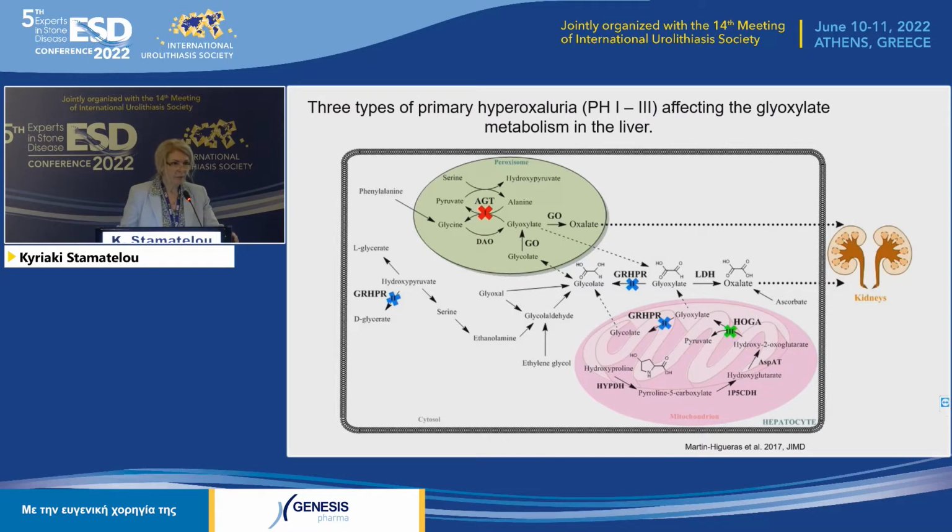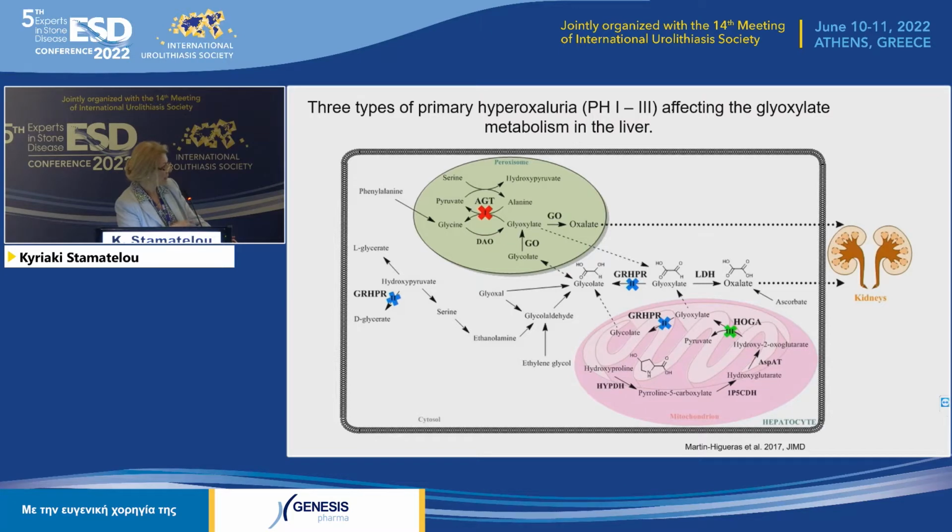There are three types of primary hyperoxaluria known so far: type 1, 2, and 3. They all affect the glyoxylate metabolism in the liver. In each type, there is one enzyme that is either missing or defective. In primary hyperoxaluria type 1, it is the AGT that is defective. In type 2, it's GRHPR, and in type 3, it is HOGA, which is here.